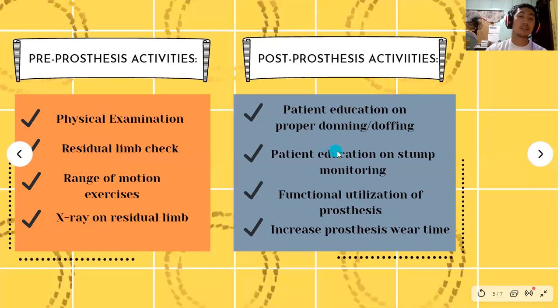For the post-prosthesis activities, these were the tasks performed by the patient after being fitted or prescribed with the specific appropriate prosthetic design. This includes patient education on proper donning and doffing, patient education on stump monitoring to avoid skin complication on the residual limb, and functional utilization of prosthesis and increased prosthesis wear time.